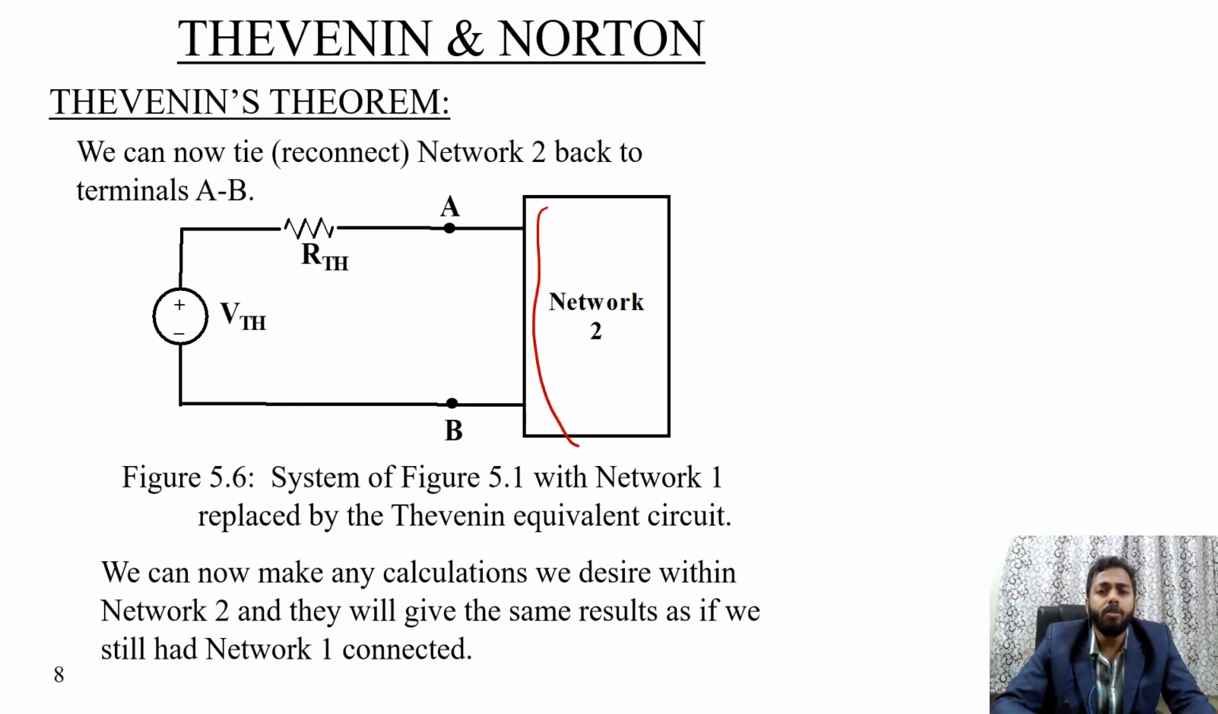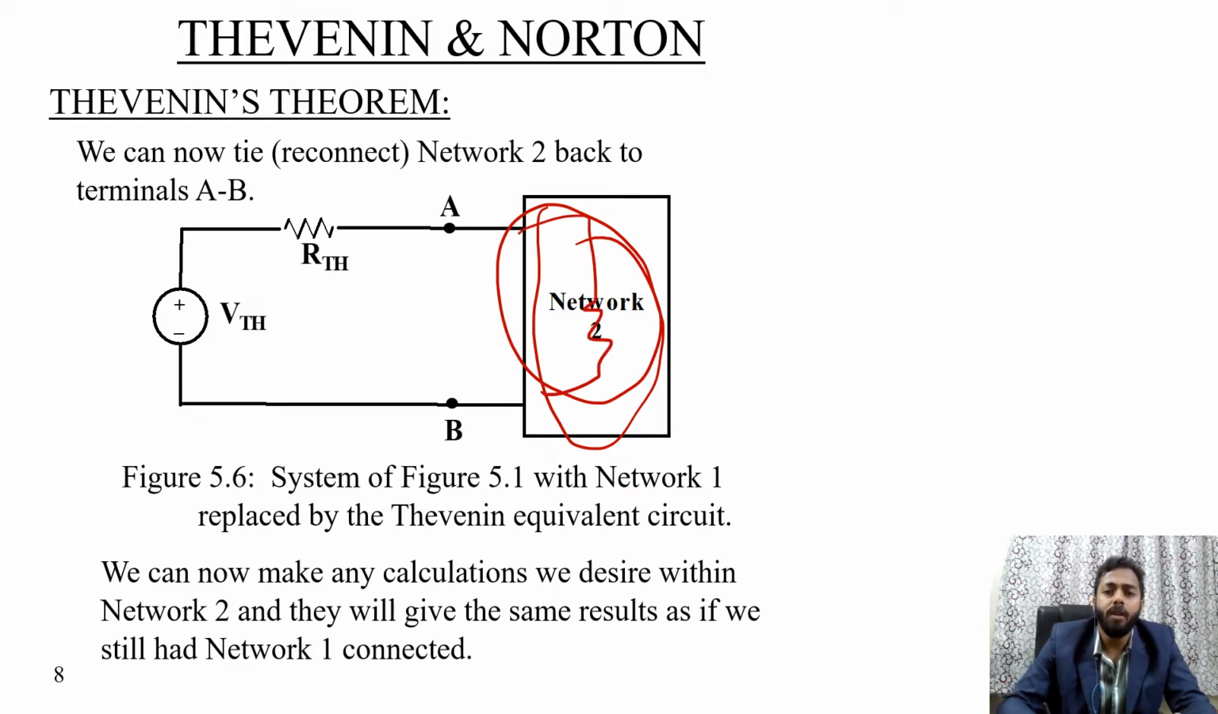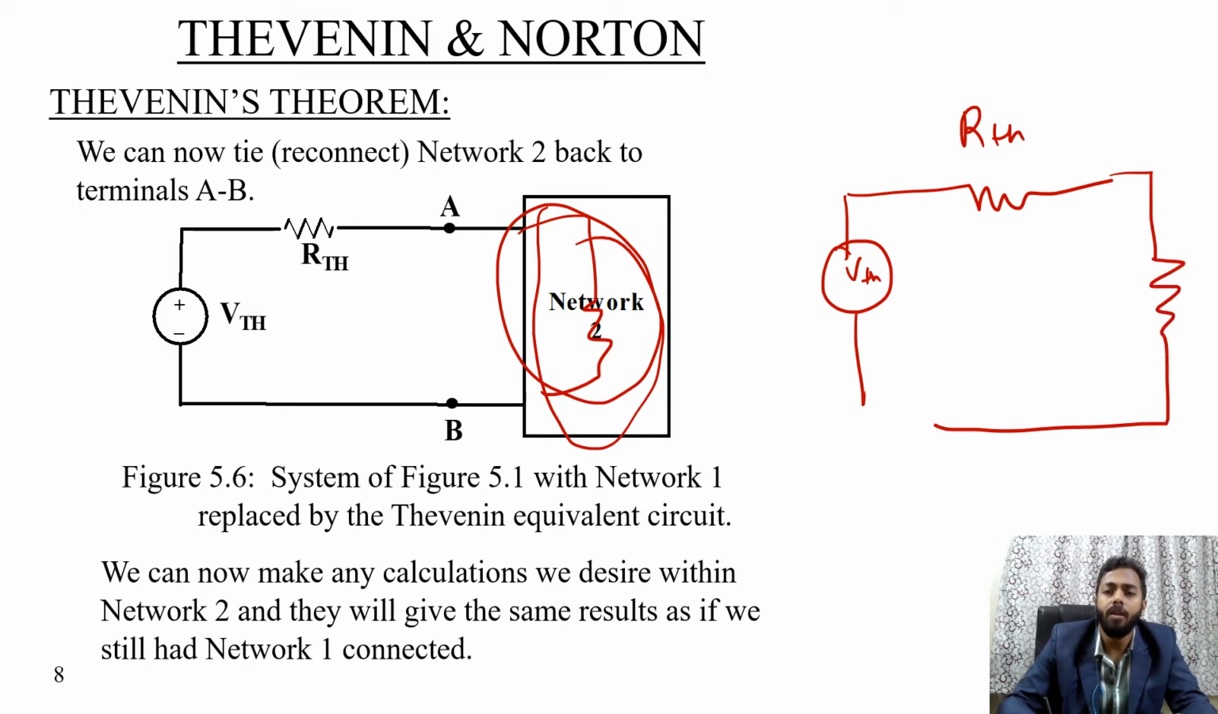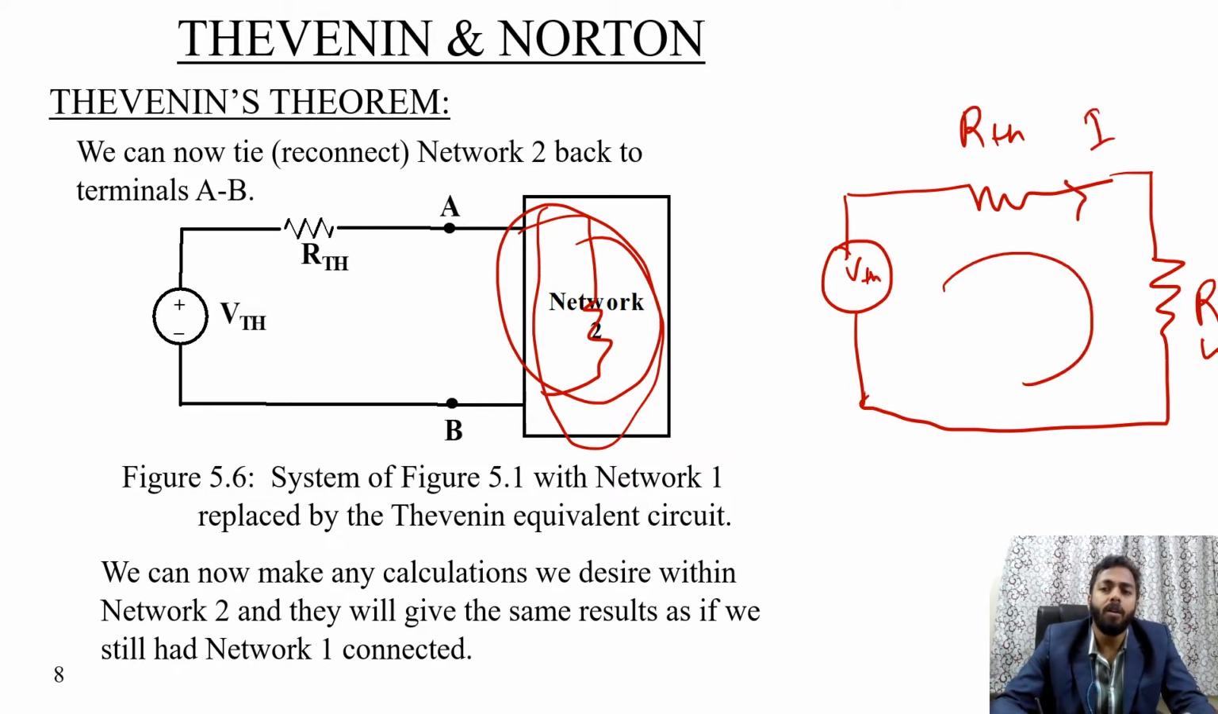Here, tie network 2 means we are connecting the load again. Let us assume this is a load, so this is the Thevenin's voltage VTH, and this is the Thevenin's resistance we calculated already. This is the load across the network 2, RL. Now you can find out the current in this circuit by applying the KVL. So here we can make any calculation we desire within the network 2, and it will give the same result as if we still had the network 1 connection.